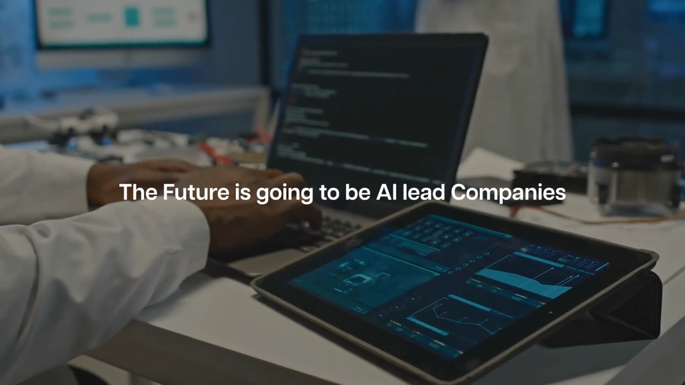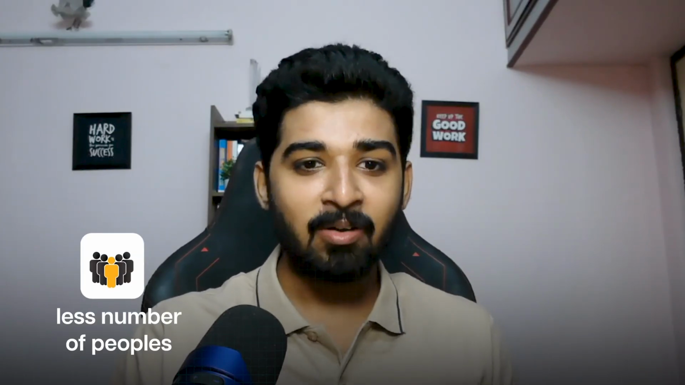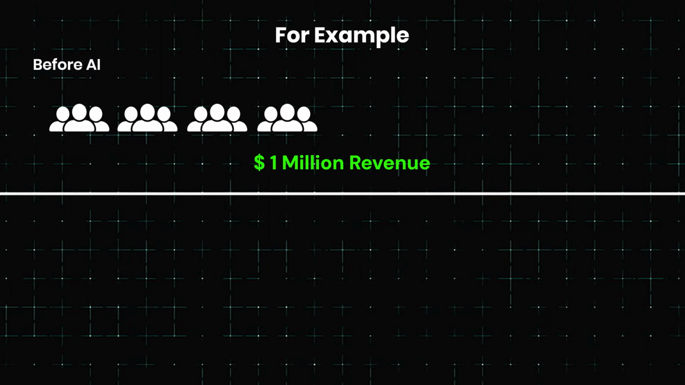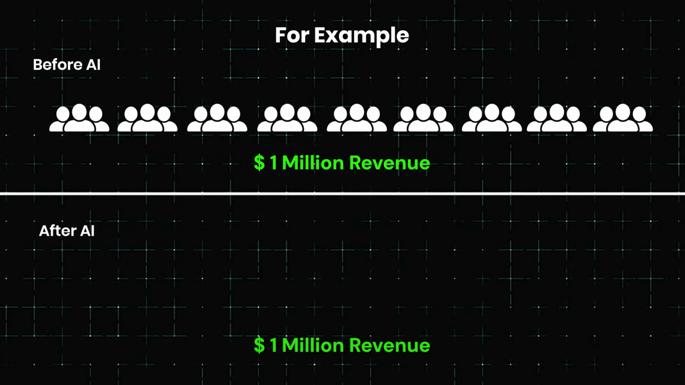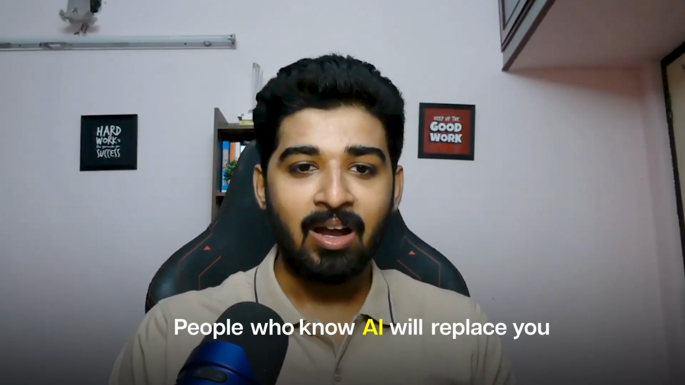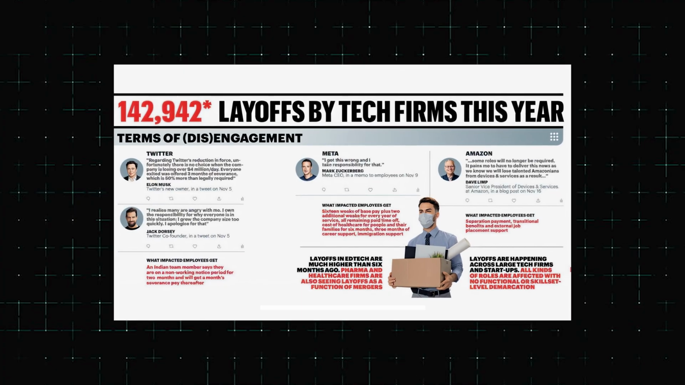The future is going to be AI-led companies, where there'll be fewer people and more revenue per employee, but they'll be equipped with AI. So let's say a company making 1 million revenue with a 50-person team can do the same with maybe a 10-person team with the help of AI. So obviously people who know AI will replace you. And even today people are doing that. AI is replacing a lot of jobs, right?